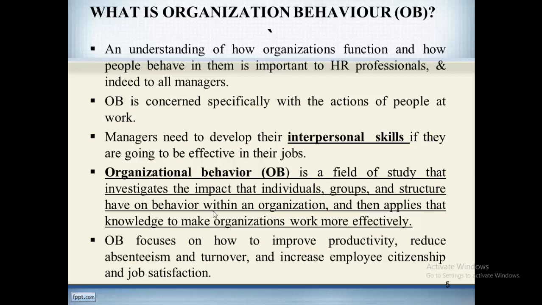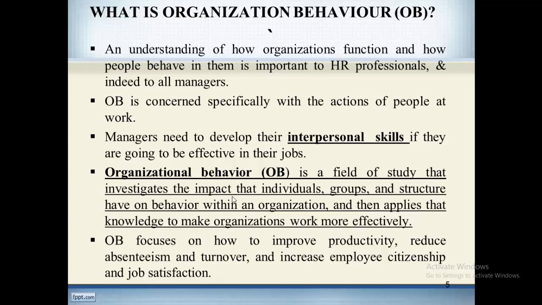OB is the study of the people working in organizations. OB focuses on how to improve productivity, reduce absenteeism and turnover, and increase employee citizenship and job satisfaction. It's a very broad field. As discussed earlier, organizational behavior is a very broad field.